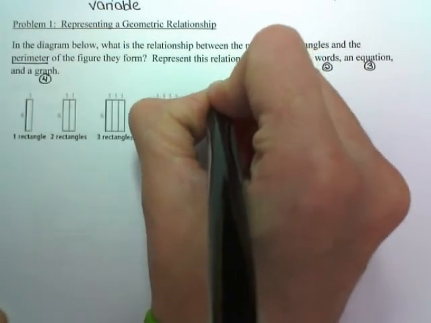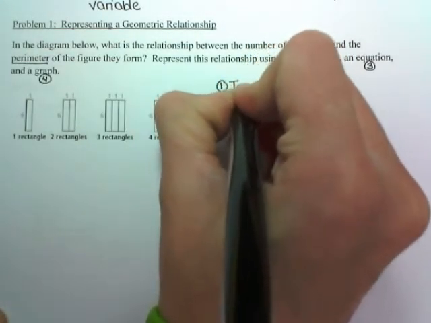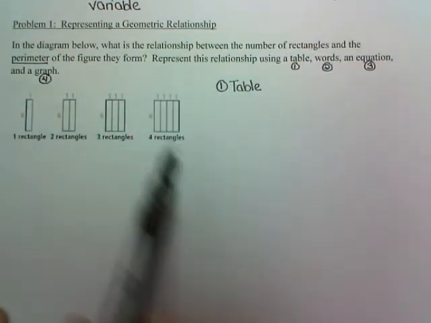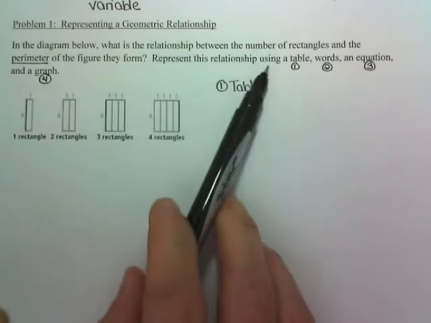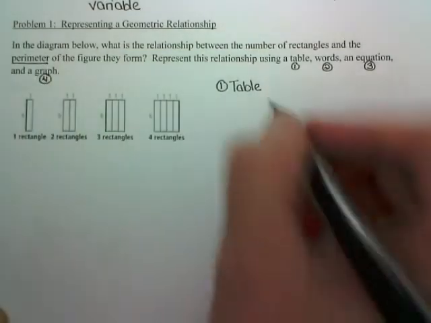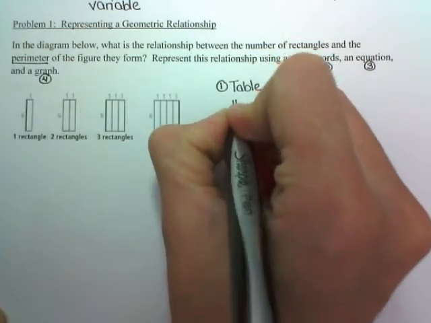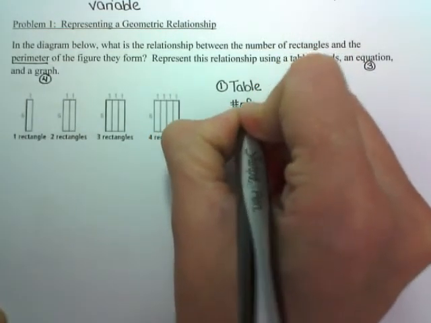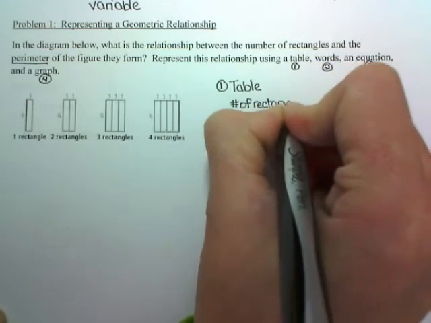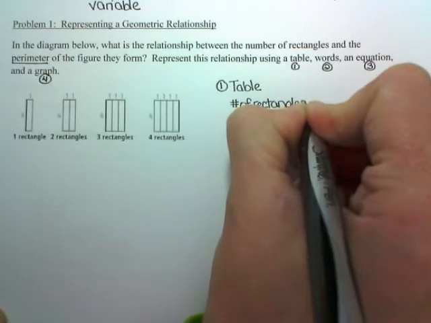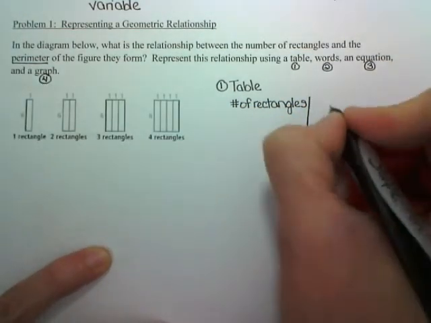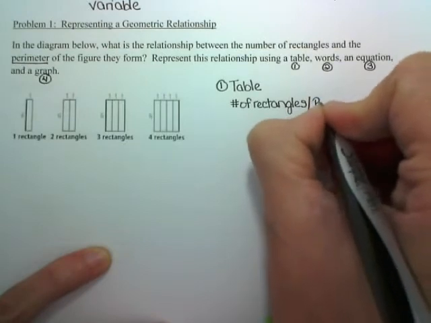So number 1, we're going to create a table. And let's just think about what all we have here. We are comparing the relationship between the number of rectangles and the perimeter. So when I set up my table, I'm going to write number of rectangles. That's going to be one part of my table. And the other part of my table is going to be perimeter.